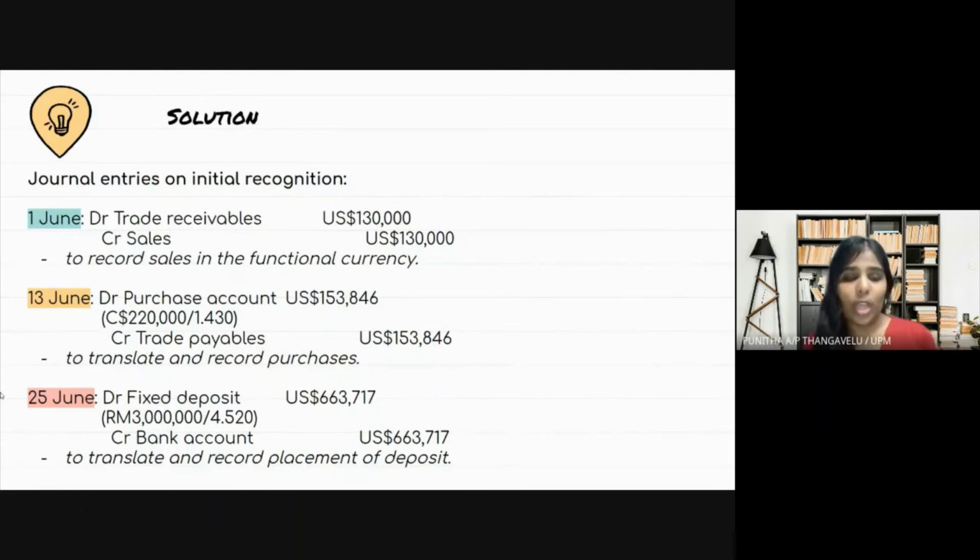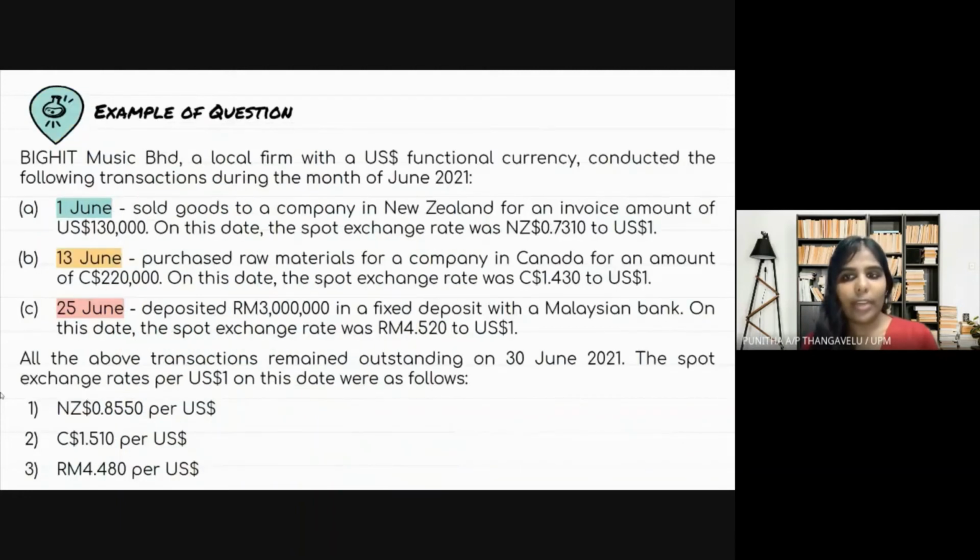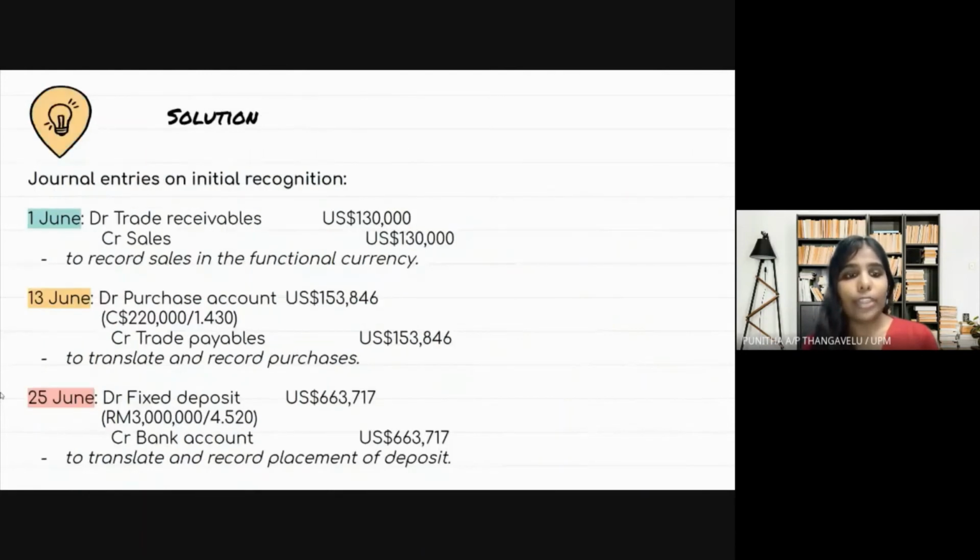And then on 25th June, to record the placement of deposit, we have to translate it to US dollar as well, because the transaction is in Malaysian ringgit. In order to translate the 3 million to US dollar, we have to take the exchange rate at the date of transaction and divide the total deposit by it, and we will get 663,717.